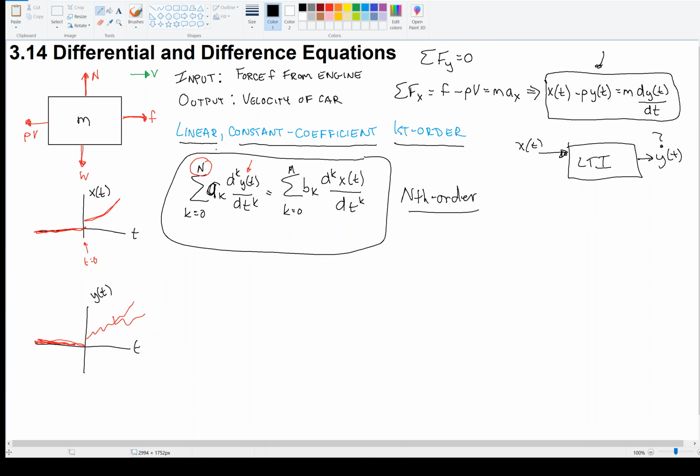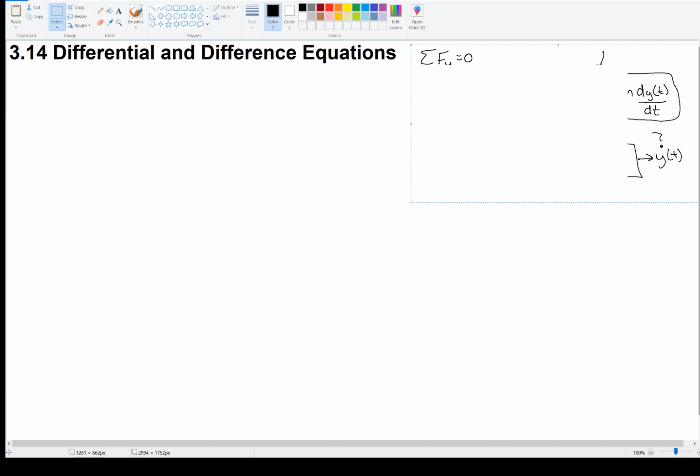Okay, so I'm going to erase this. That was differential equations. Now let's look at the analogous procedure in discrete time. So that's the difference equation, excuse me. Sorry. Okay, so we can have something similar.